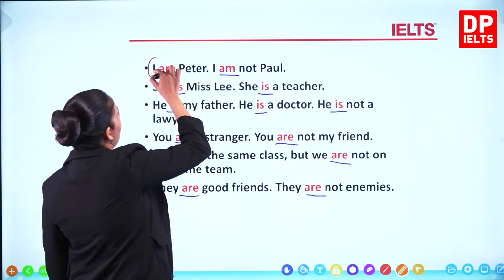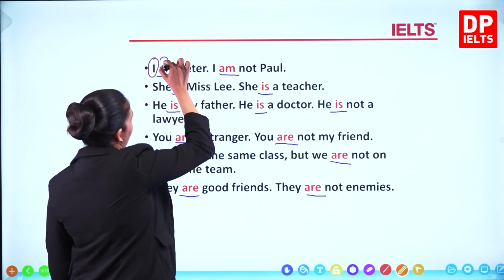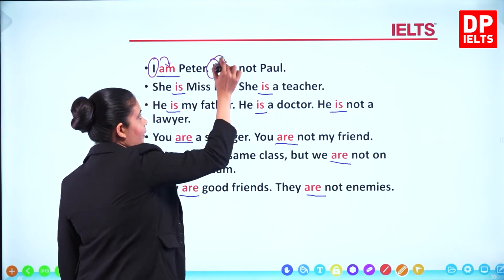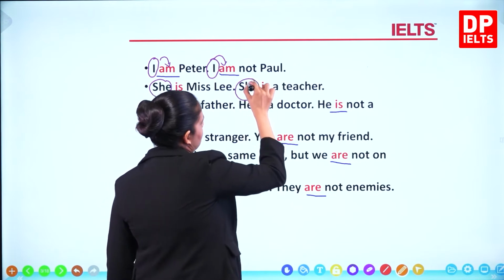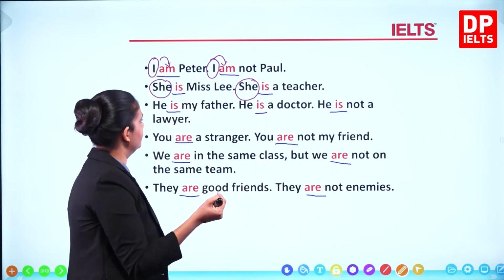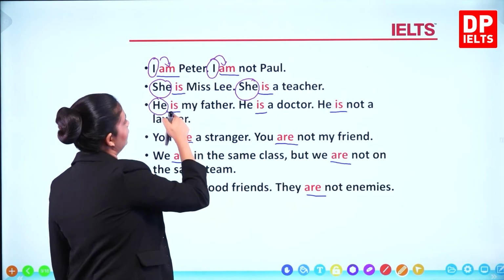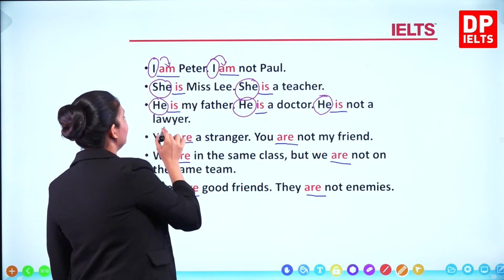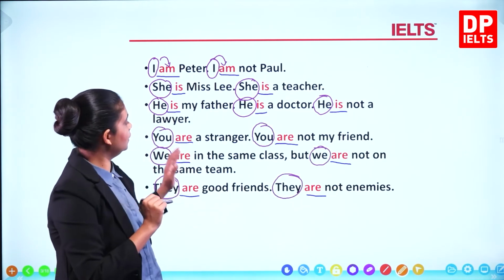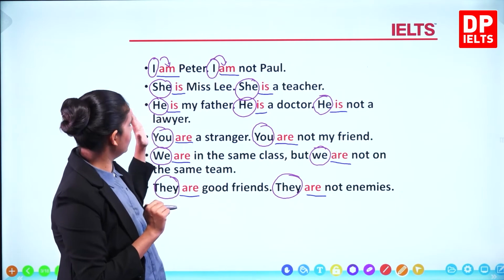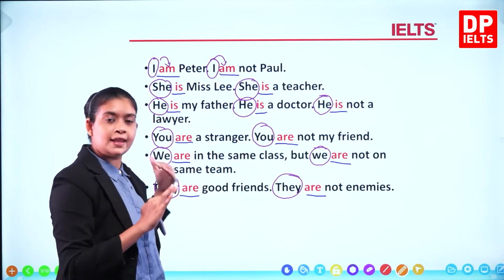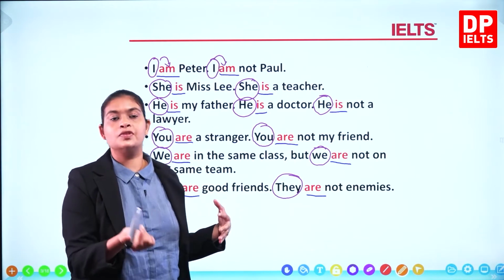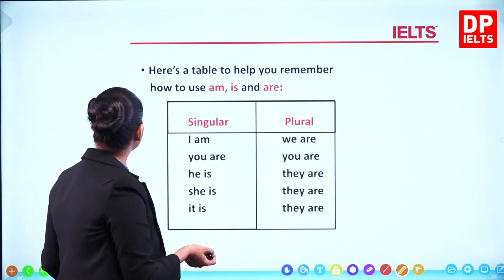Because we have I, you use am. She, that is why we use is. He, we use it with is. You, remember I told you, it acts like a plural. So if you can see, with I, am; with singular nouns or pronouns, is; with plural nouns or pronouns, are.